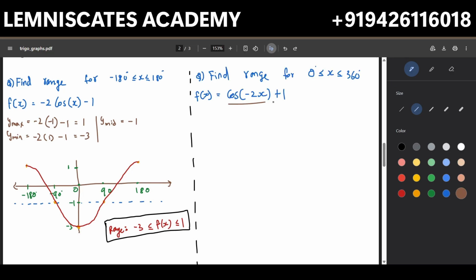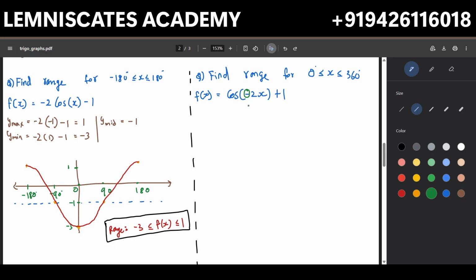We are given cos of minus 2x plus 1, for which we have to find the range between 0 to 360 degrees. One important thing over here, which is unusual as compared to the previous question, is the negative sign. This negative sign is basically a reflection in the y-axis. So the graph that you have on the right side of your y-axis will now be reflected on this side, and the graph that you had over here will be reflected on that side.